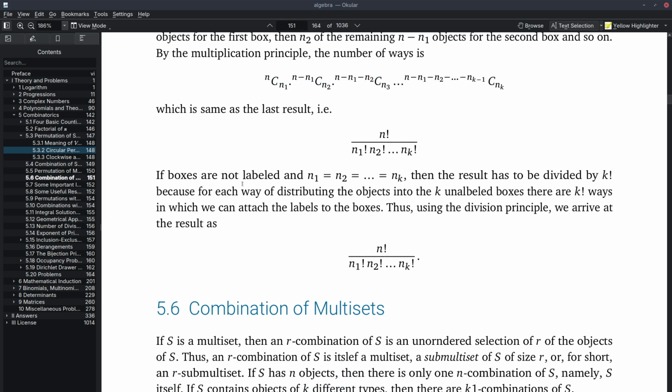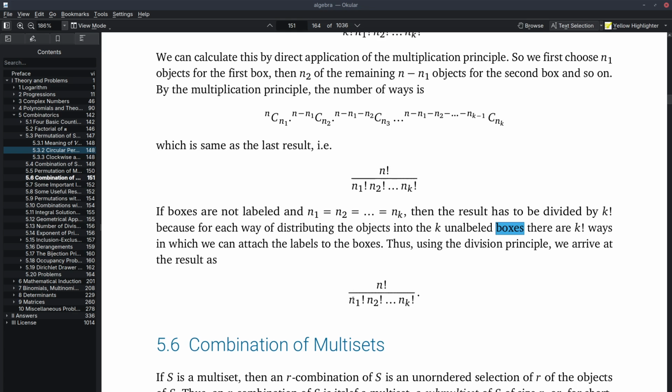If the boxes are not labeled, then n1 is equal to n2 is equal to n3 through nk. Then the result has to be divided by k factorial, because for each way of distributing the objects into k unlabeled boxes, there are k factorial ways in which we can attach the labels to the boxes. Thus, using the division principle, we arrive at the result as n factorial by n1 factorial into n2 factorial through nk factorial. So there should be a k factorial here, which is missing.